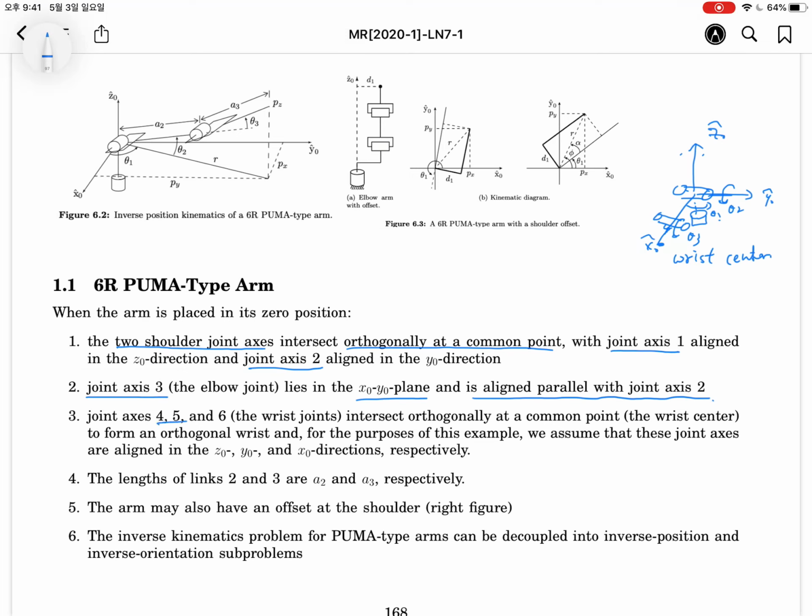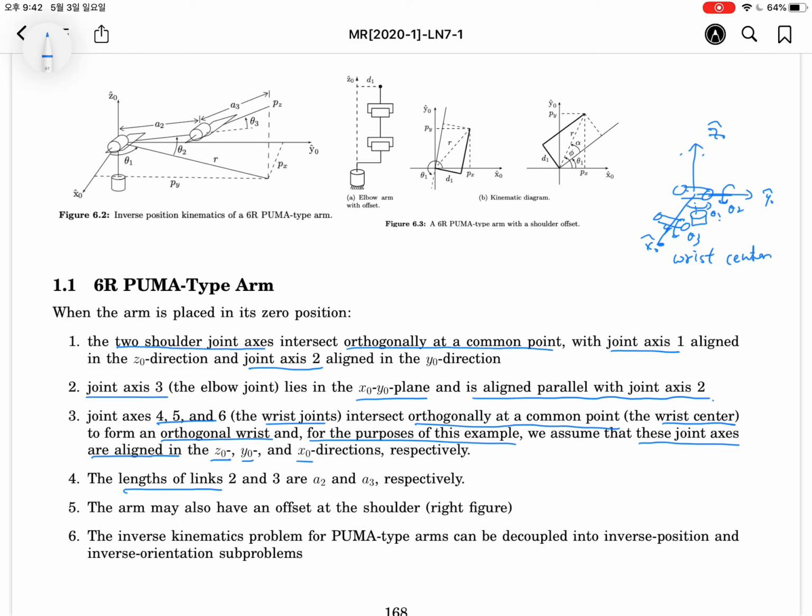So this is theta 1. Joint axes 4, 5, 6, the wrist center, intersect orthogonally at a common point. It is called the wrist center, forming the orthogonal wrist. For the purpose of this example, we will assume that these joint axes are aligned in the order of Z, Y, X. So we will utilize the ZYX Euler angles to extract the angles from the rotation matrix later.